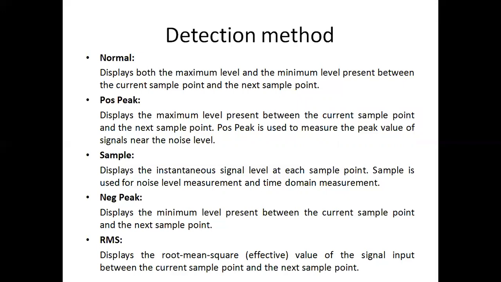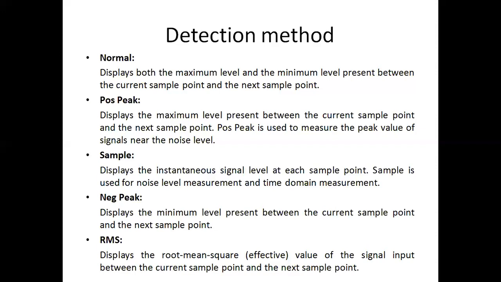it displays both the maximum level and minimum level present between the current sample point and the next sample point. In the POS peak type of detection method, it displays the maximum level present between the current sample point and the next sample point. Generally, we use this POS peak type of detection method to measure the peak value of signals near the noise level. So mostly it will be used for peak measurements.